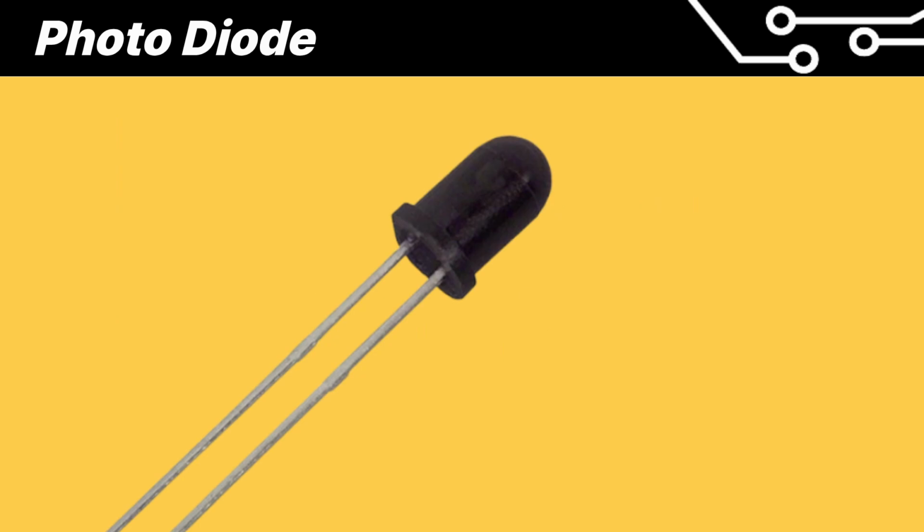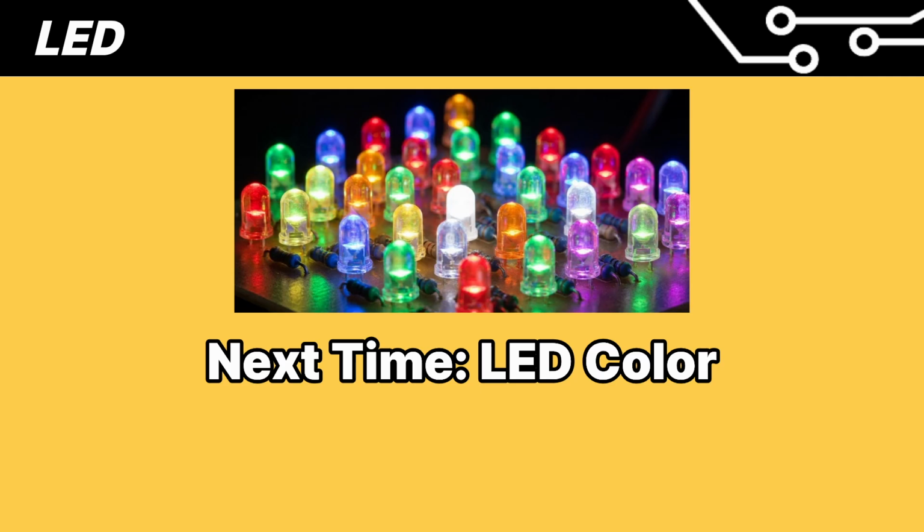The reason the outer casing is black is to block general visible light and allow all infrared light to enter. In this video, we briefly learned about the principles of LEDs and photodiodes. Next time, we will look at how LED colors are determined and the photocoupler's principle.